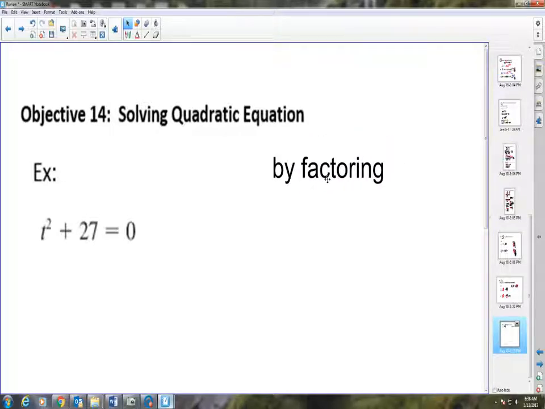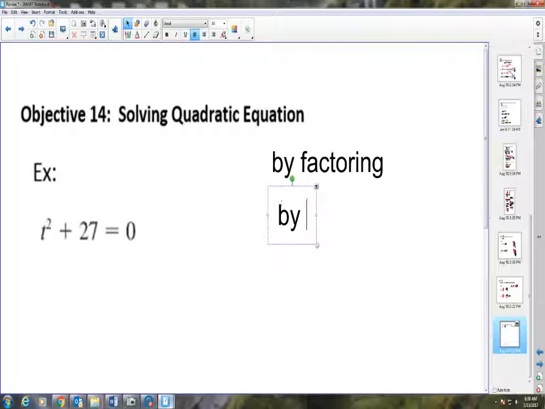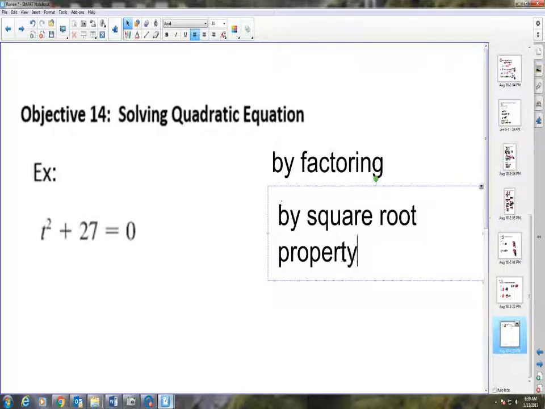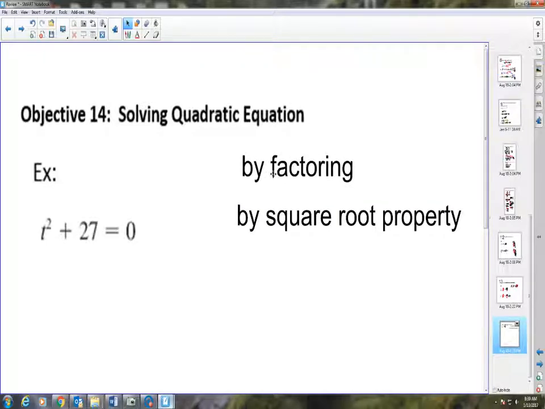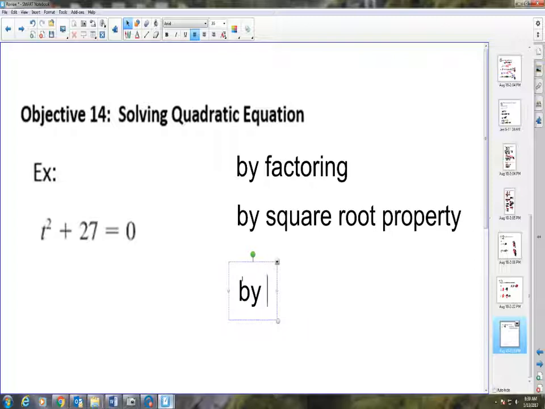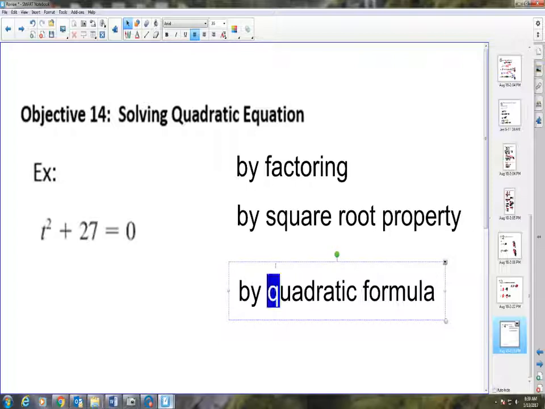Alright, if the problem is factorable. If it's not factorable, we can actually do it by what we so-called the square root property. Do it by square root property. Or we can do it by, you might remember this, the quadratic formula. Okay, we can do it by quadratic formula.